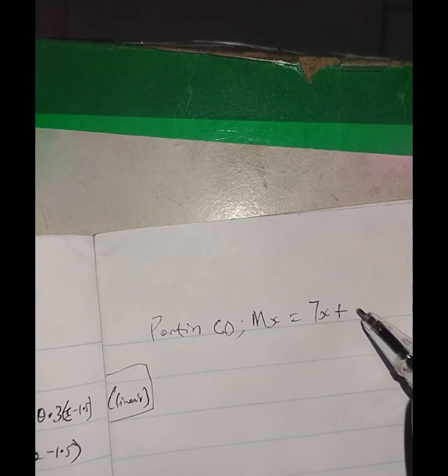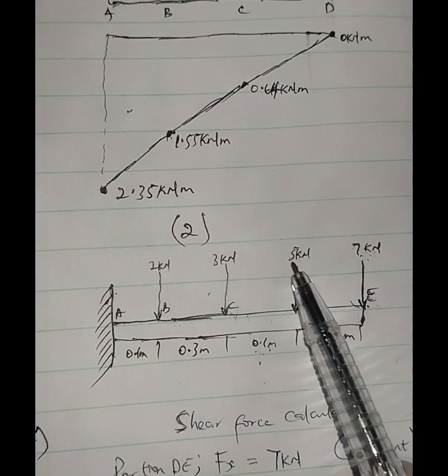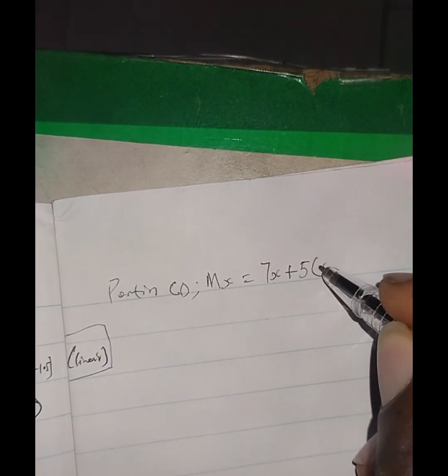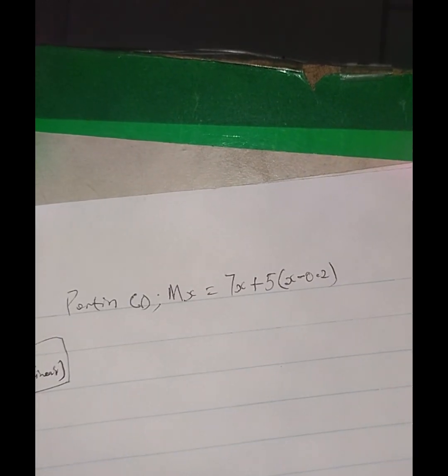So now that's plus 5. Because why is it 5? Because this is a point node and that's 5 kilonewton. So plus 5 into bracket x minus 0.2. So that's how you take a formula.